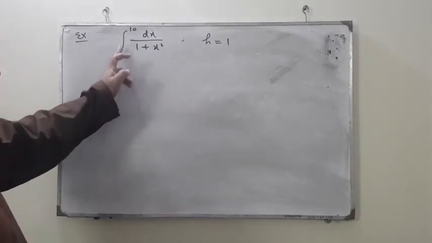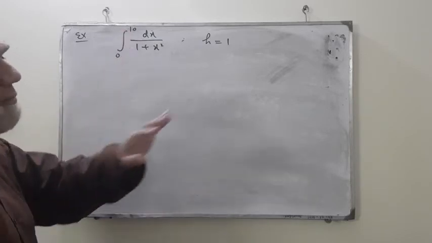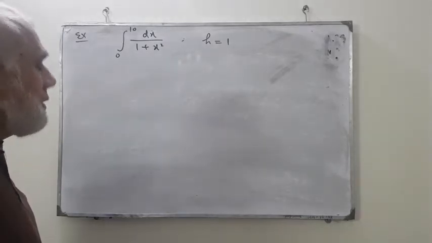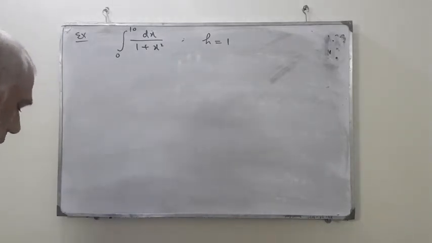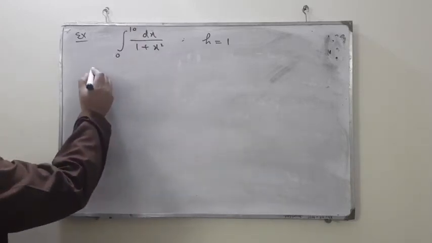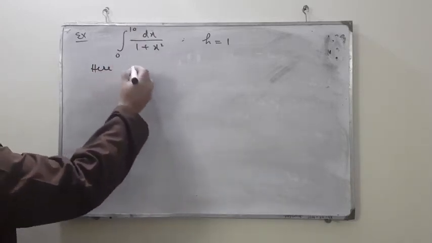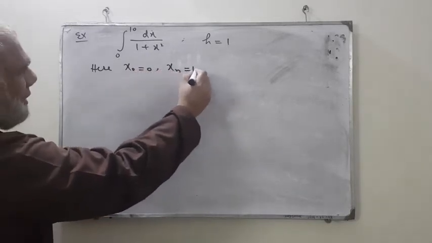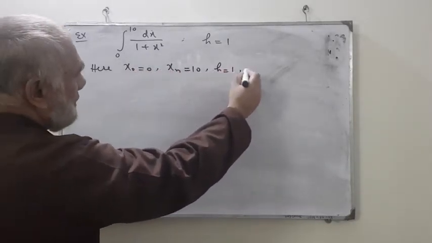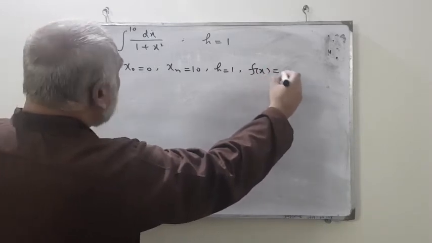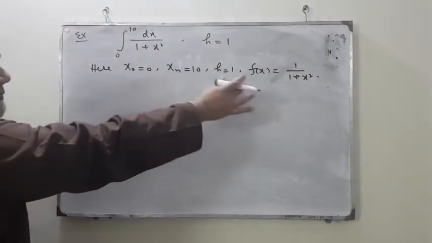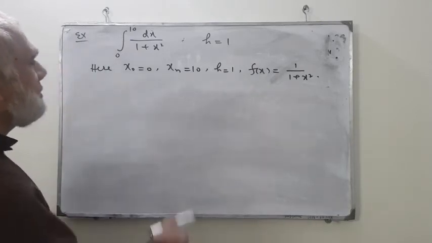It tells you the interval from 0 to 10, you have to divide it by taking an increment of 1 unit each. So here we divide this interval and gather a few pieces of information. x0 is 0, xn is 10, h is 1, and the function which we are going to integrate is 1 over 1 plus x square. This is the information we gather from the given question.